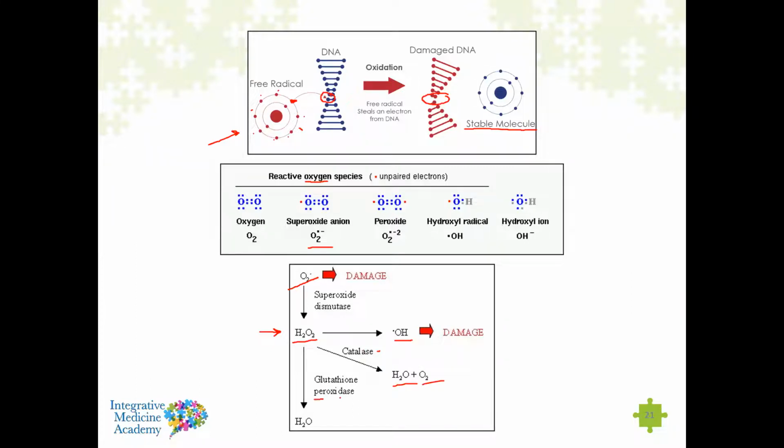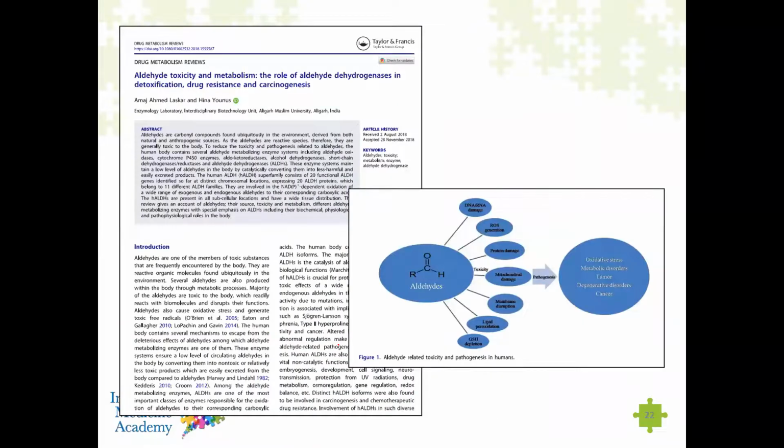We also need glutathione peroxidase, basically to break down hydrogen peroxide into water. Okay, so again, deficiencies in glutathione or different steps along the process of glutathione production or recycling can leave us vulnerable to these oxidative compounds.